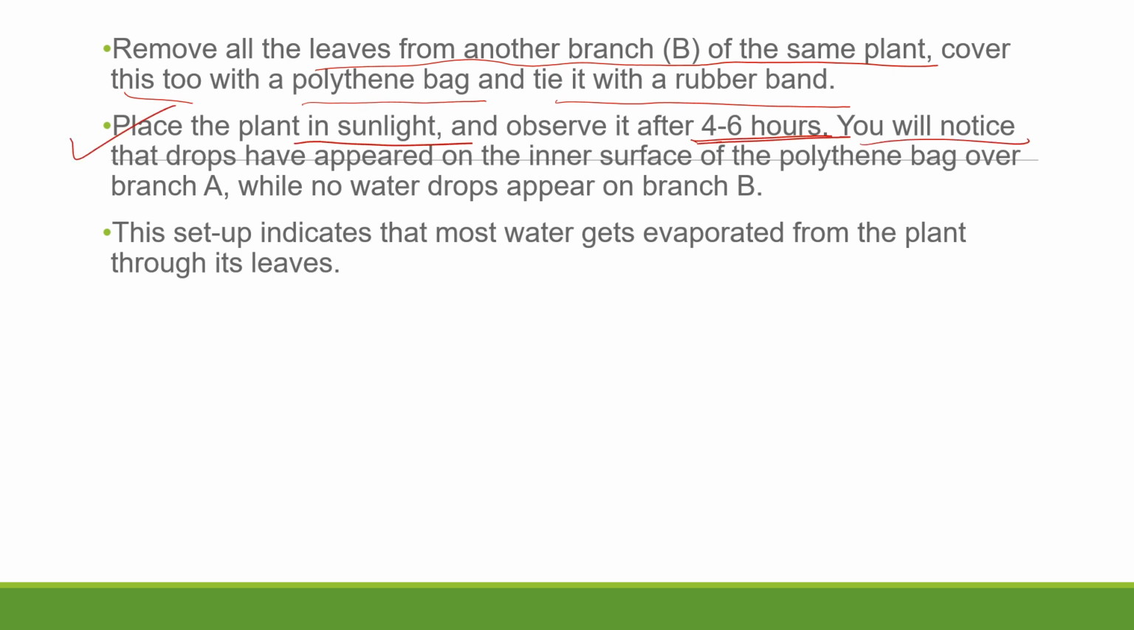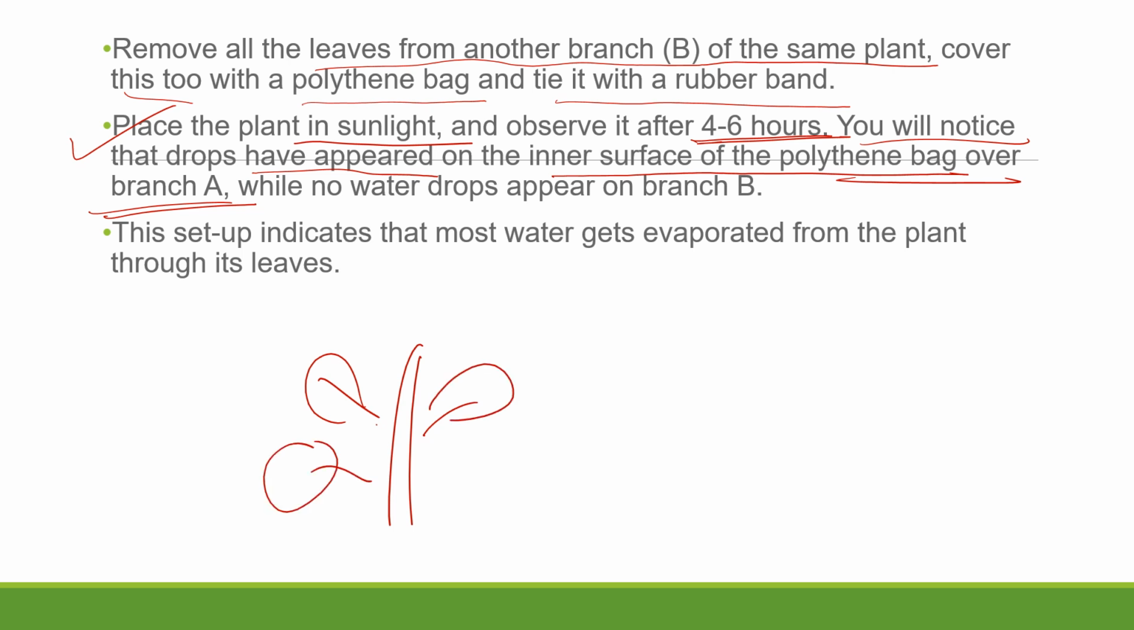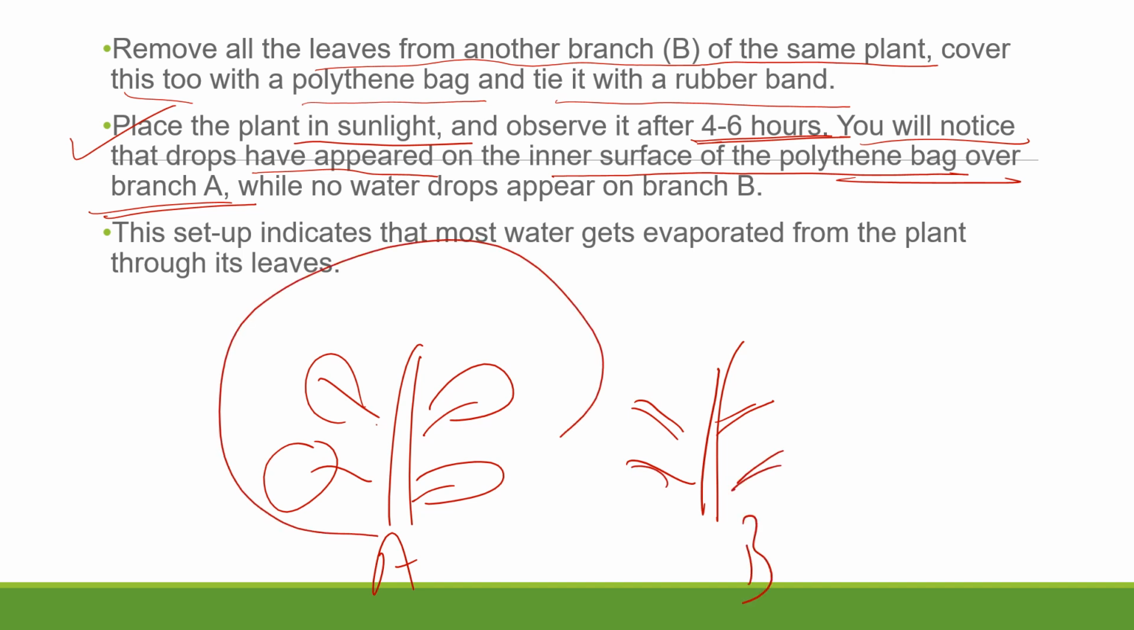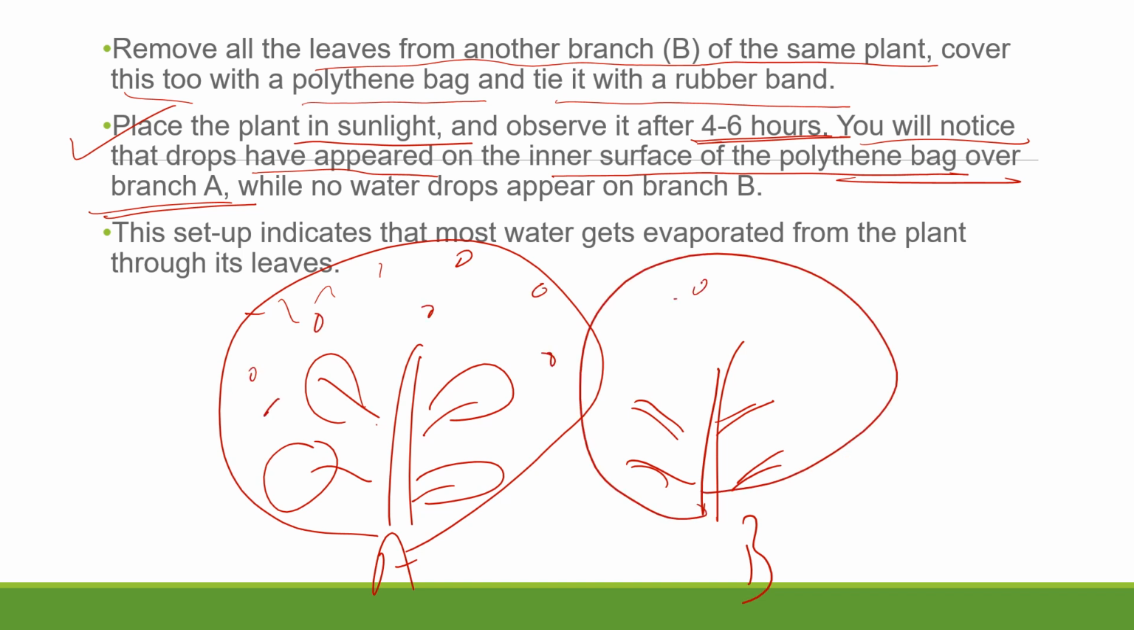You will notice drops appeared on the inner surface of the polythene bag over branch A. So branch A was having leaves, and branch B, the stem, was without leaves. So in this plastic bag you have drops of water, and in this plastic bag no drops of water. So what does it prove? No drops of water. This indicates that most of the water gets evaporated through the leaves.